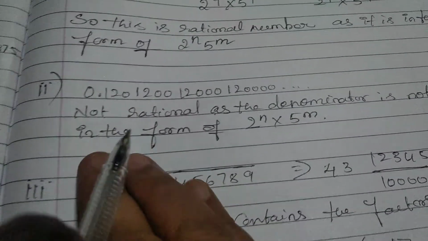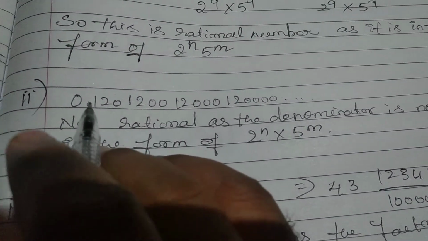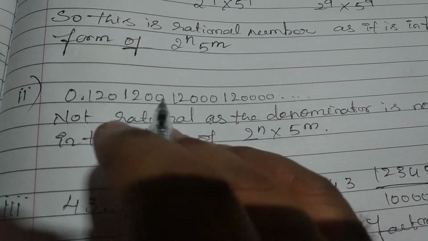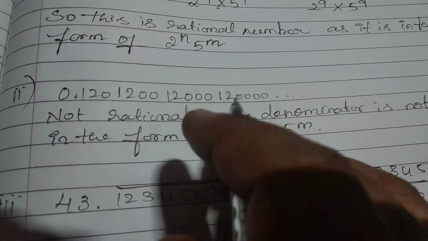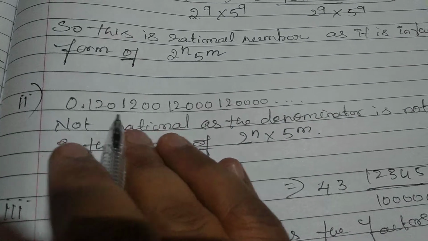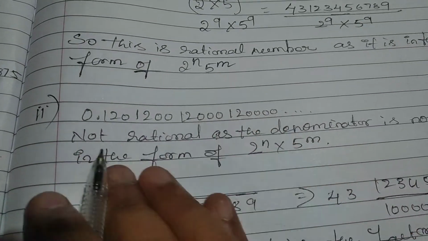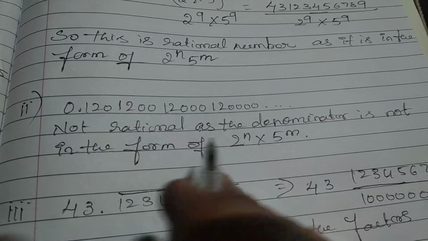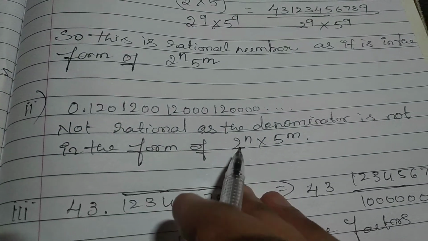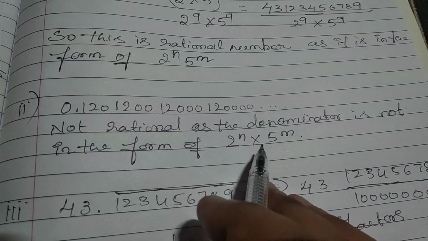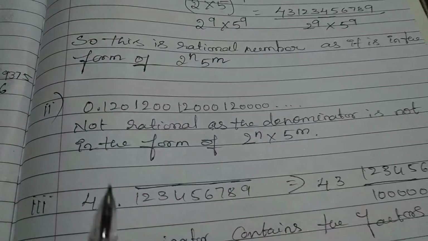Okay, second question. 0.120120012... Look, this is an irrational number. We can easily say that it has got some pattern. That's why it is an irrational number. So therefore, directly we can say that it cannot be expressed in the form of 2 to the power of n and 5 to the power of m.